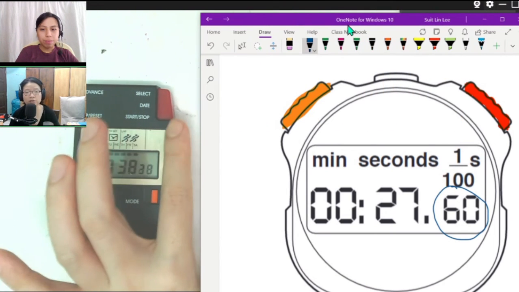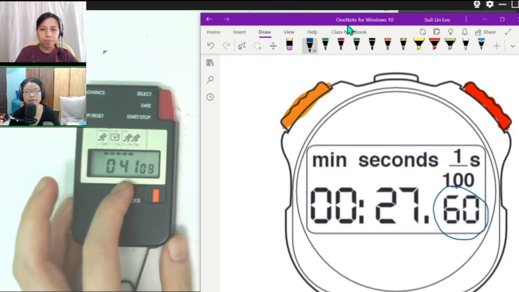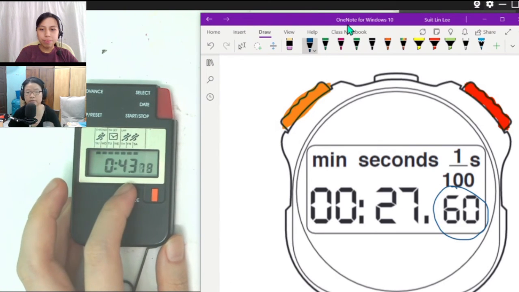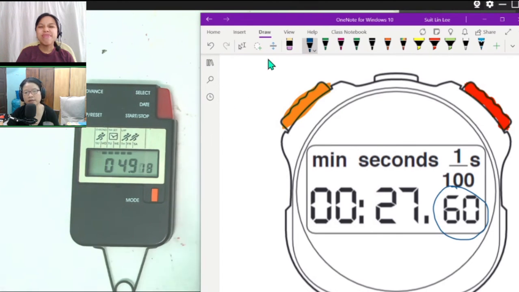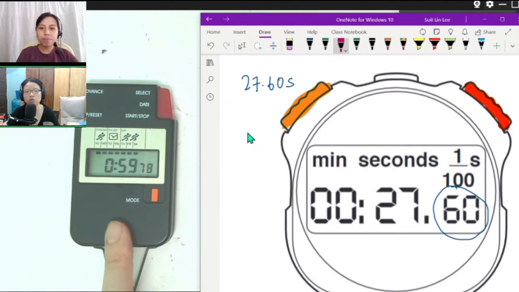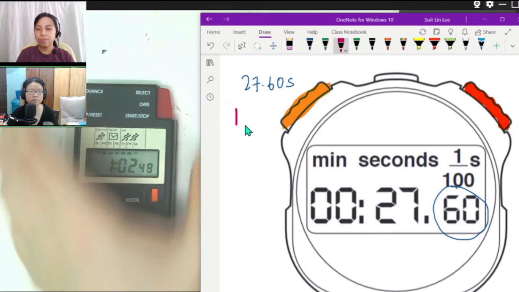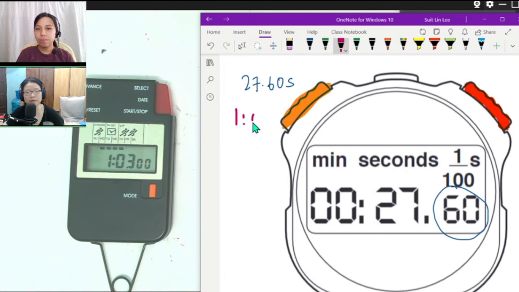This red button is where you press to start and stop. Okay, and this one is the second counter. So when you write the reading, at least this one that is on the notes is written as 27.60 second. And for example, this one on the currently running stopwatch can be written as, let's say I stop now, 1 minute 03.00 second. So if you're changing this to seconds in total, this is 63.00 seconds.